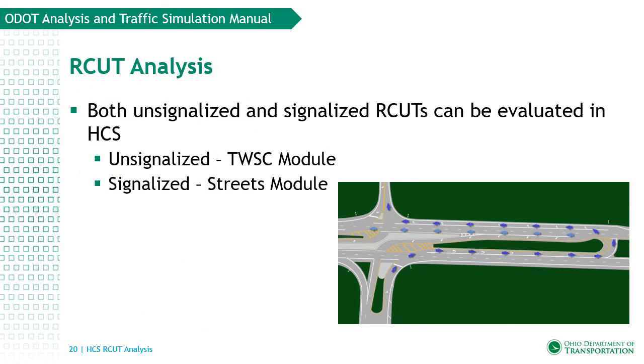In summary, both unsignalized and signalized RCUTs can be evaluated using HCS. Unsignalized RCUTs are evaluated using the two-way stop control module, while signalized RCUTs are analyzed in the Streets module. For additional information, please refer to the two-way stop control and Streets modules users guides.